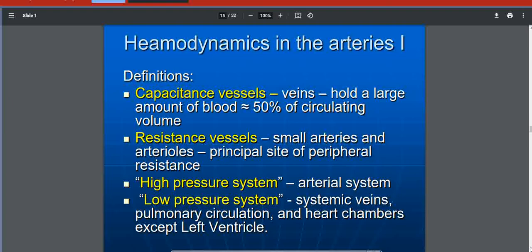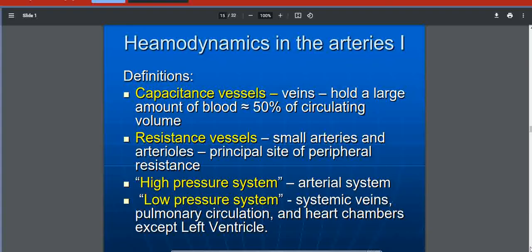And here we have to define capacitance vessels. Capacitance is just capacity, the extent to which blood vessels can hold blood, not water. Capacitance vessels, for instance veins, hold a large amount of blood, over 50% of circulating volume. Then you talk about resistance vessels. These are small arteries. Because they are small, their lumen are narrow, and because of that, the tendency of blood flowing is resisted. That is why they have high resistance. That is what we call resistance vessels.